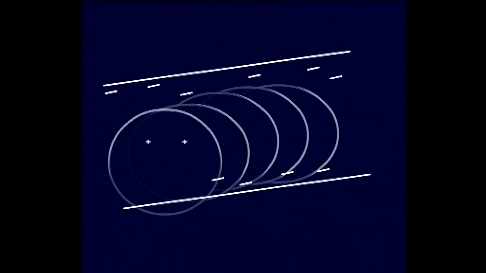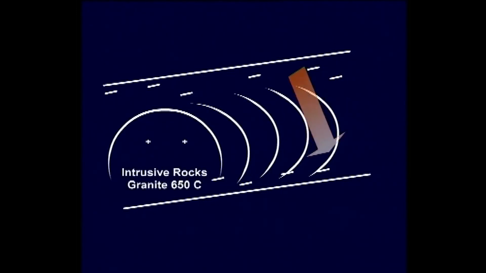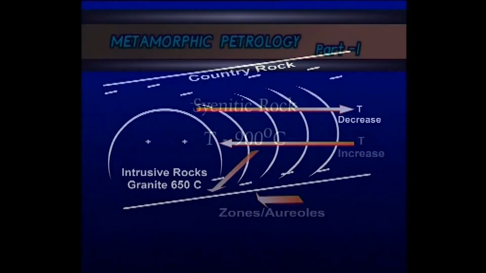Particularly in contact metamorphism, there must be an intrusive body. Now let us see the three important cases. Suppose the intrusive body is a granite or syenite or gabbro, three important igneous rocks with different temperatures. In the case of granite, the temperature normally varies from 650 degrees centigrade up to nearly 800 degrees centigrade.